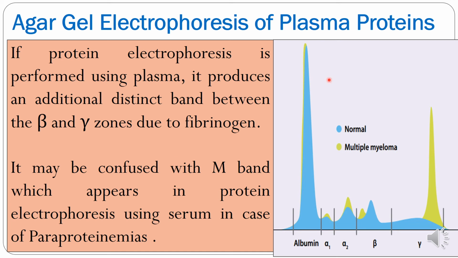This band will look like the shape of M, and a similar band is also seen in patients having multiple myeloma, so it can be confused with the M band of multiple myeloma. So we have to be very careful in remembering whether we have chosen plasma or serum as the sample.